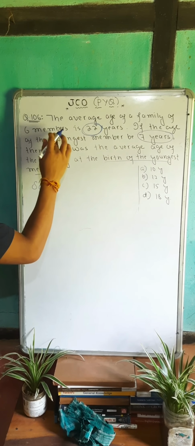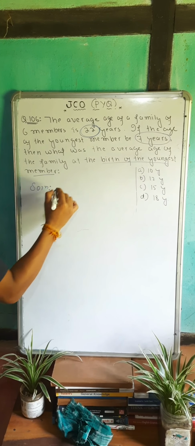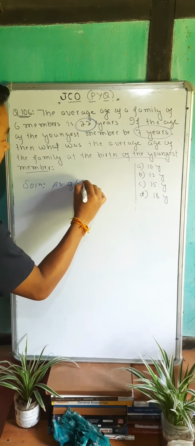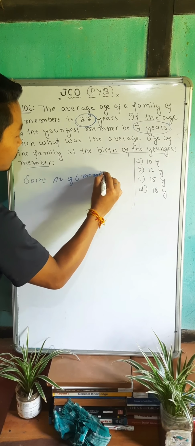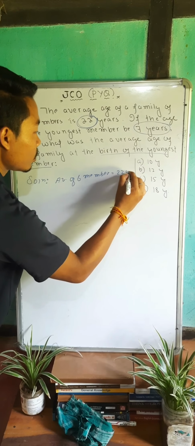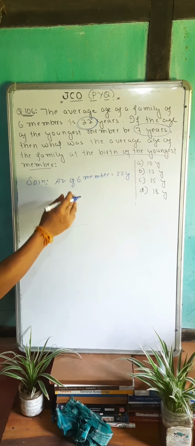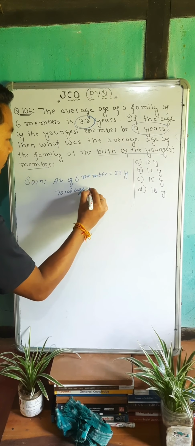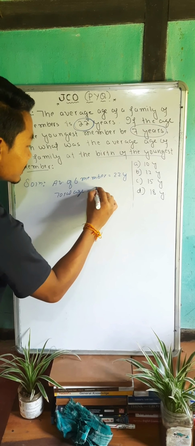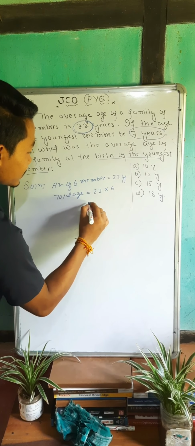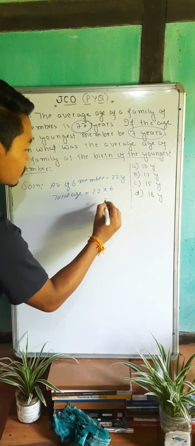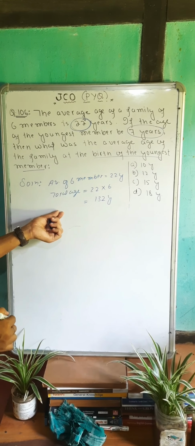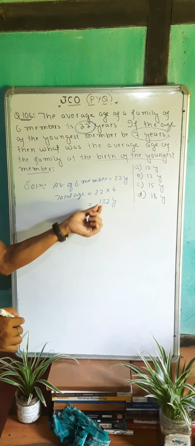The average age of a family of 6 members is 22 years. So we can write in short, average of 6 members is 22 years. Then what is the total age? Total age of 6 members will give us 22 into 6, which gives us 132. Here is the total age of 6 family members, that is 22 into 6.